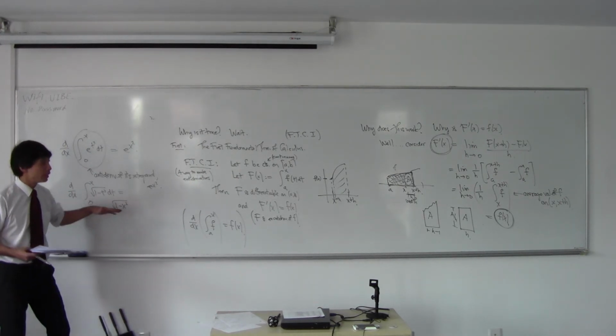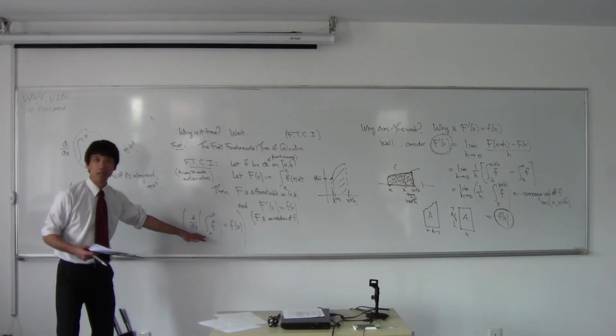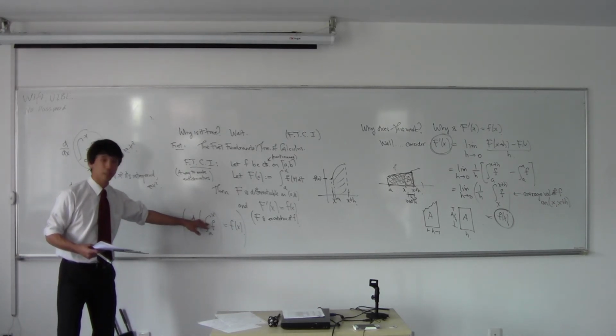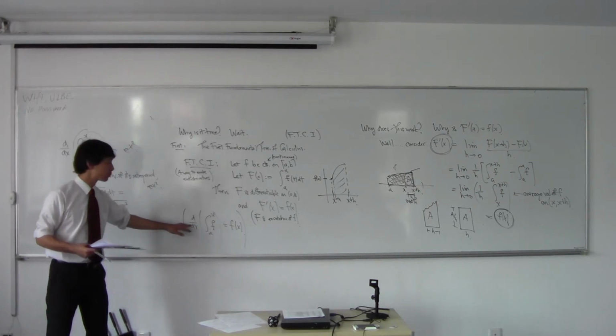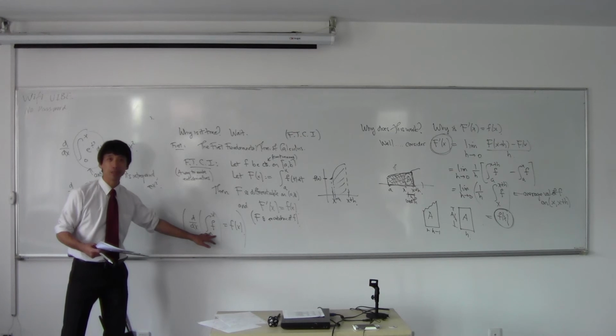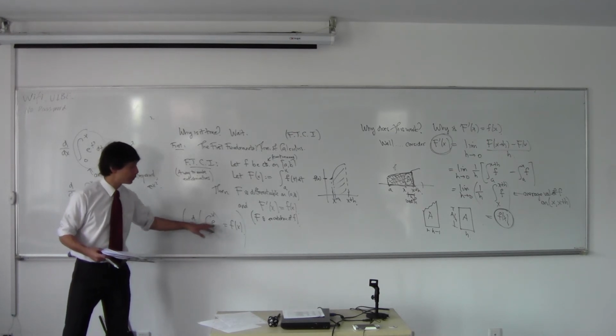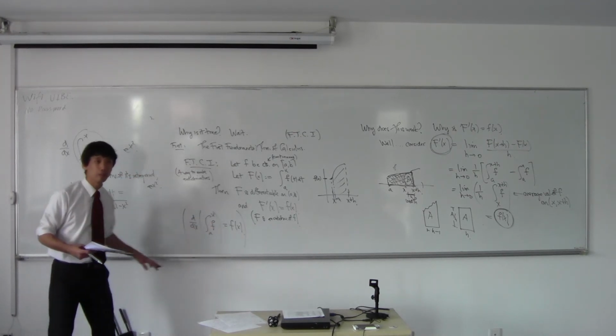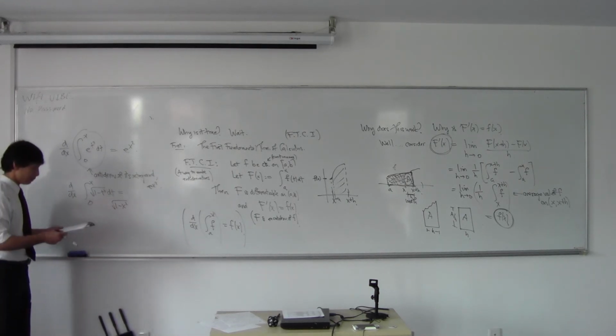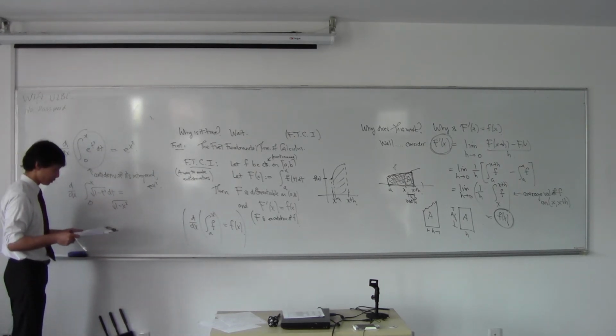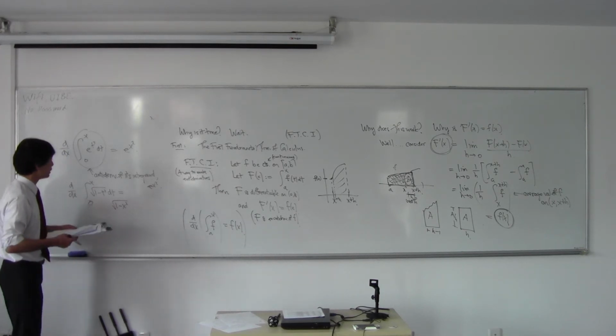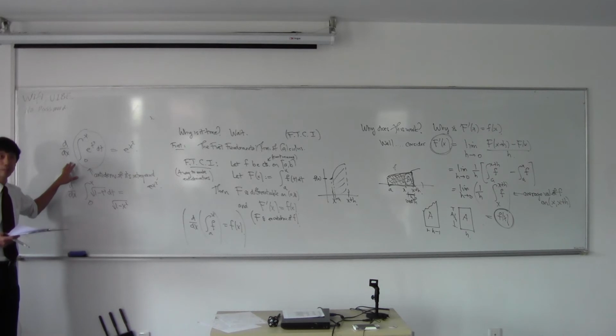So it's in this sense that differentiation and definite integration are inverses of each other. You create this area function based on the definite integral, and you differentiate it, and you get back the integrand. Is this clear?